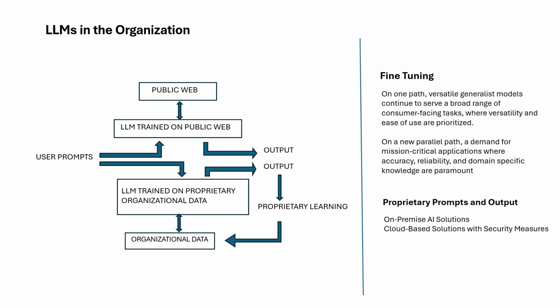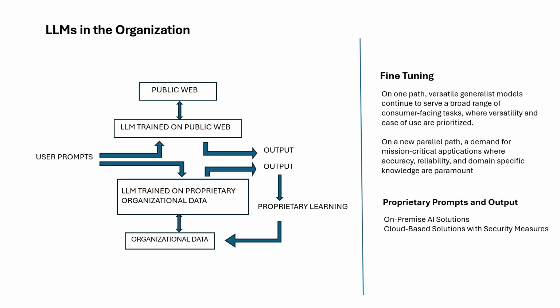And this fine tuning that's going on in the LLM world right now is really going on two paths. One path is just versatile, generic models like ChatGPT that everybody's using, trained on the public web. There's also a parallel path where a demand for mission critical applications where the accuracy, reliability, and domain specific knowledge is paramount. So oncologists have their own LLM that's based on data that's related to cancer and its treatment, and other industries are adopting that approach.